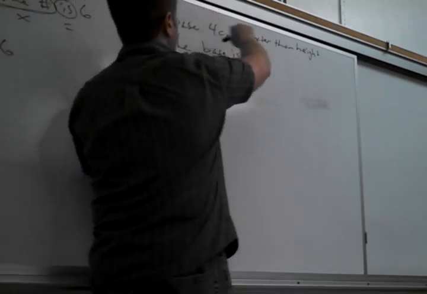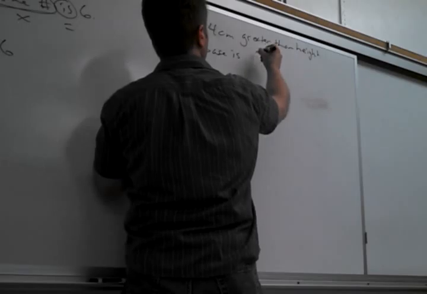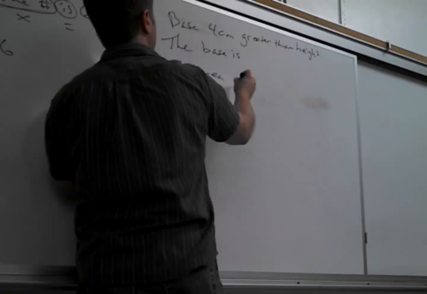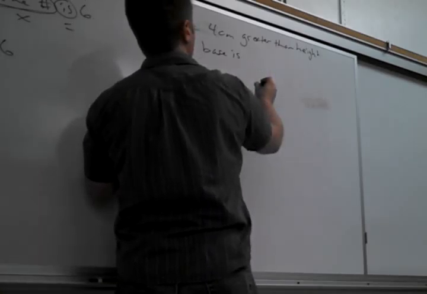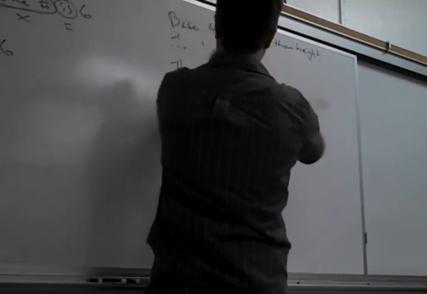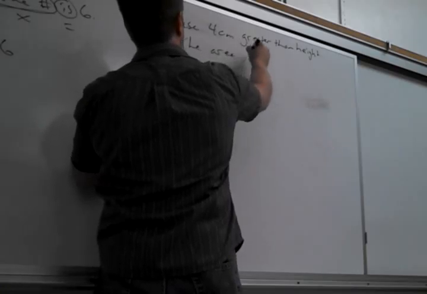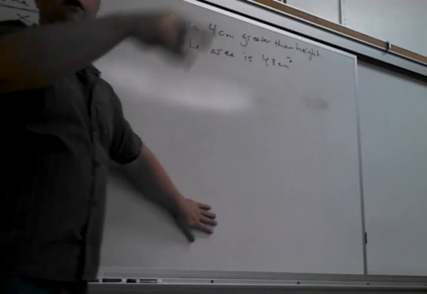So let me catch up. Base 4 centimeters greater than the height. The area is 48 centimeters squared. I missed what you said about the base. The base of the triangle is 4 centimeters greater than the height. Oh, okay, so I don't know why I wrote the bases. Right. 4 centimeters greater than the height, the area is 48 centimeters squared. All right, cool. Find the dimensions, right? Find the height.